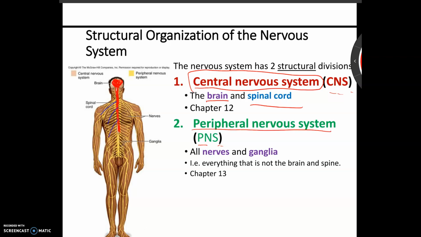Coming off the spine, we have these nerves. We have 32 spinal nerves, we have 12 cranial nerves. They are actually myelinated axons going in and out of the brain. And ganglia. Ganglia are bunches of cell bodies outside of the nervous system. Whenever I ask, what do you think's in the peripheral nervous system, I always have one smart student that says, everything that is not the brain and the spine.